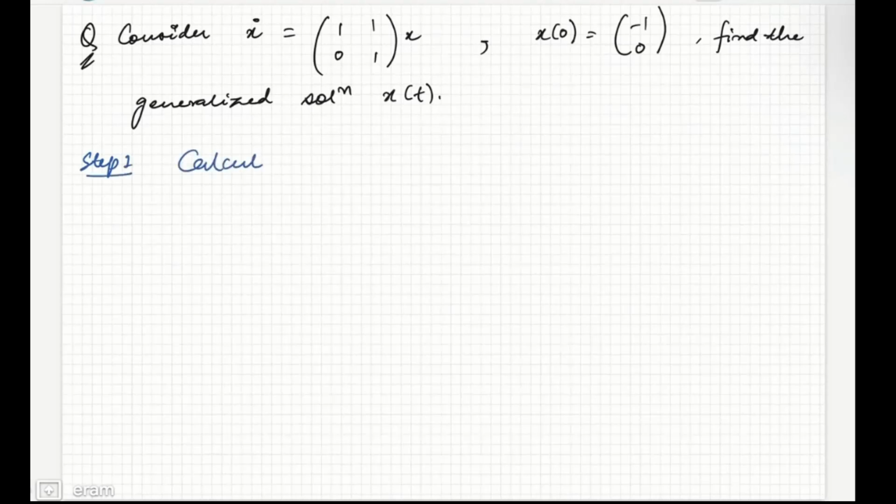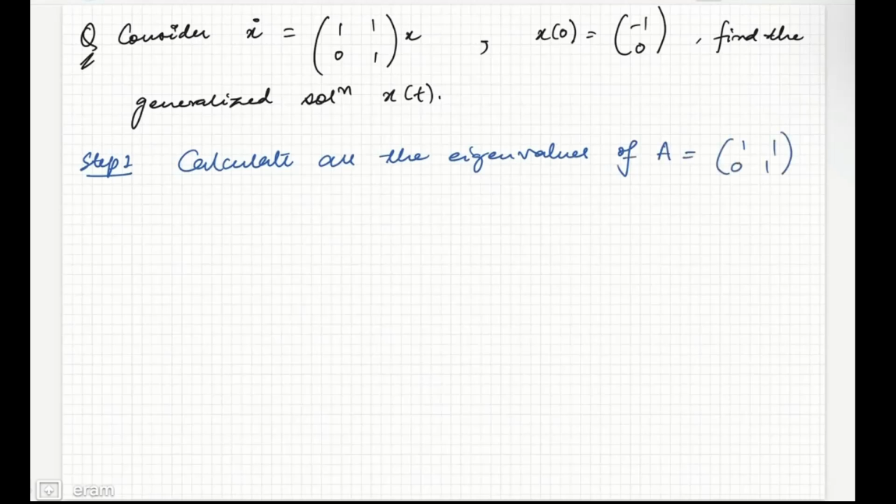Calculate all the eigenvalues. Okay, so what are the eigenvalues? Eigenvalues of, let's call it, 1 comma 1, because it's a triangular matrix, so the diagonal elements will be the eigenvalues. So we have lambda 1 and lambda 2 both equal to 1.